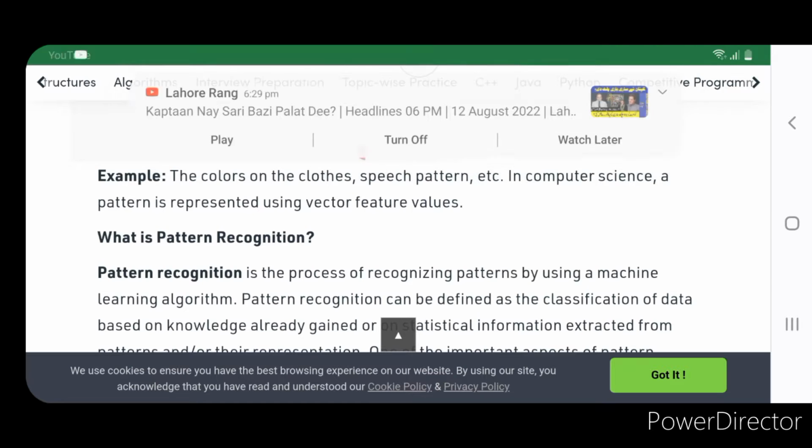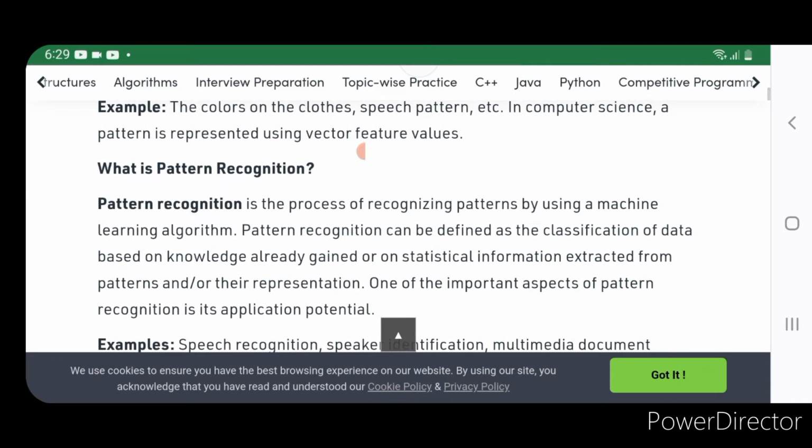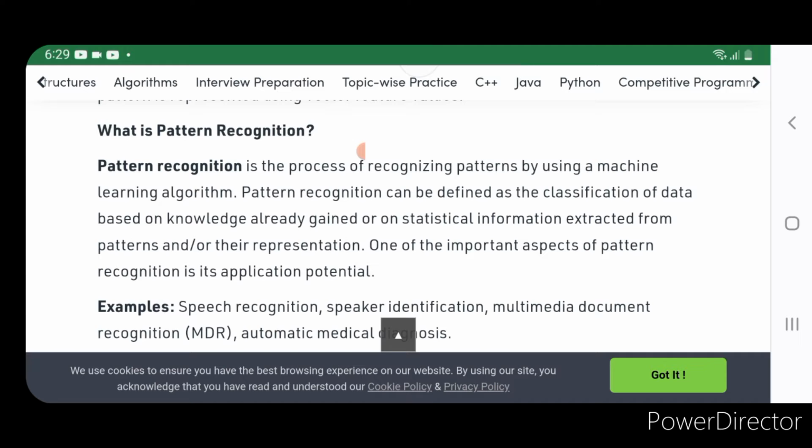In computer science, a pattern is represented using vector feature values. What is pattern recognition? Pattern recognition is the process of recognizing patterns by using a machine learning algorithm. Pattern recognition can be defined as the classification of data based on the knowledge already gained or on statistical information extracted from patterns or their representation.